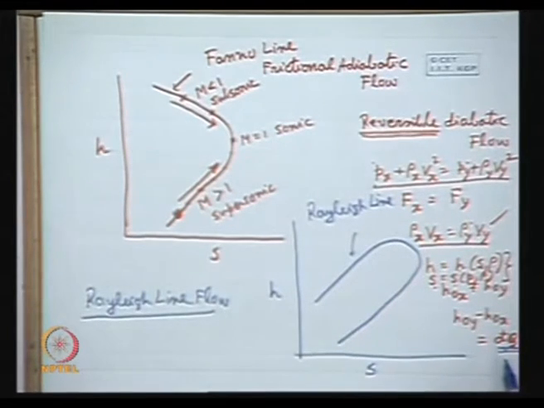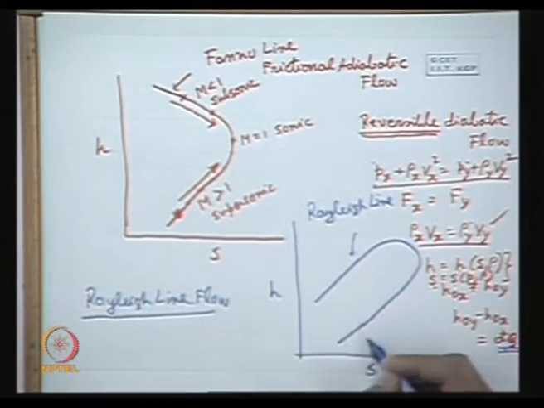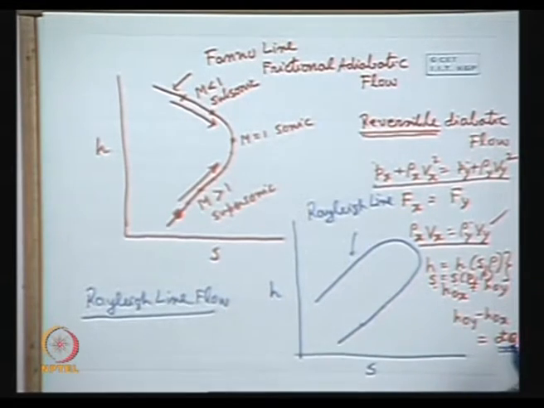So therefore, in this case, since the heat transfer is there from the working system, that is the flowing medium, the entropy may increase or may decrease depending upon the situation, whether heat is added or heat is taken out. So therefore, in this case, we can move in both directions along the curve. That means entropy can increase, entropy can decrease. This is because there is a heat transfer.